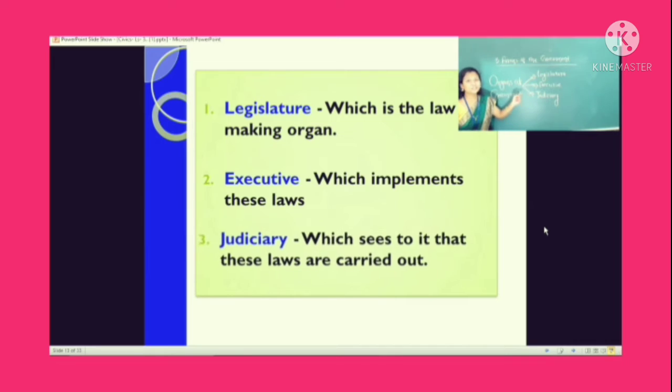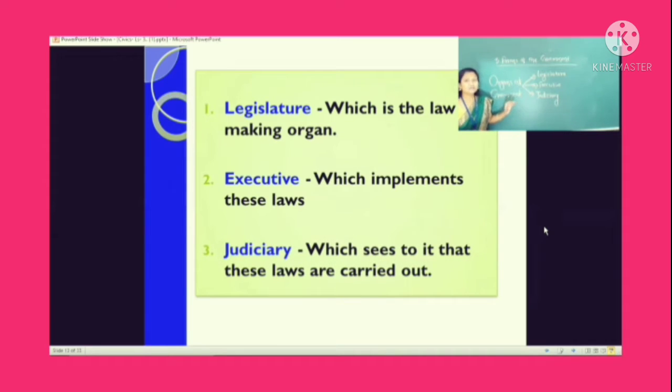And the third one, judiciary, which cross-examines whatever law is prepared by the legislature, whether it is executed or not, whether it is worked or not, whether it is carried out or not. That will be cross-examined by the judiciary. These three organs will be discussed in this session.